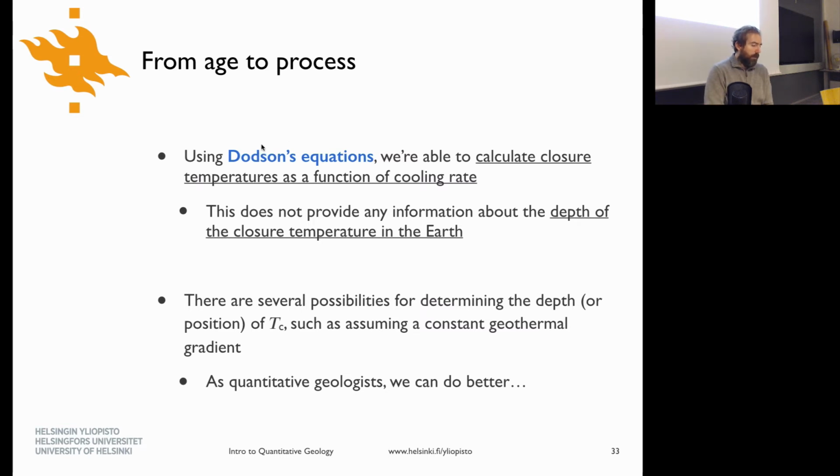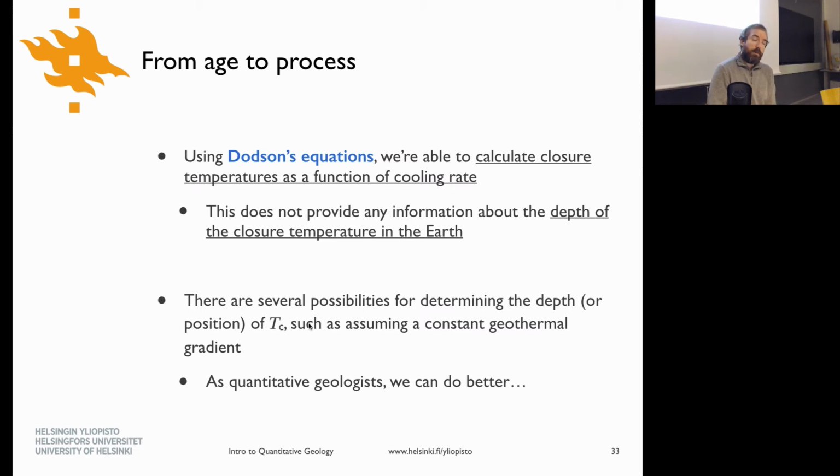Just to link things up, I think this is almost the last slide here. So once we have the Dodson equation, that's what we use in the exercise, for instance, this week. We can calculate our closure temperature as a function of the cooling rate, and then we need to somehow link that temperature to a depth in the Earth, because we have only temperature at this stage.